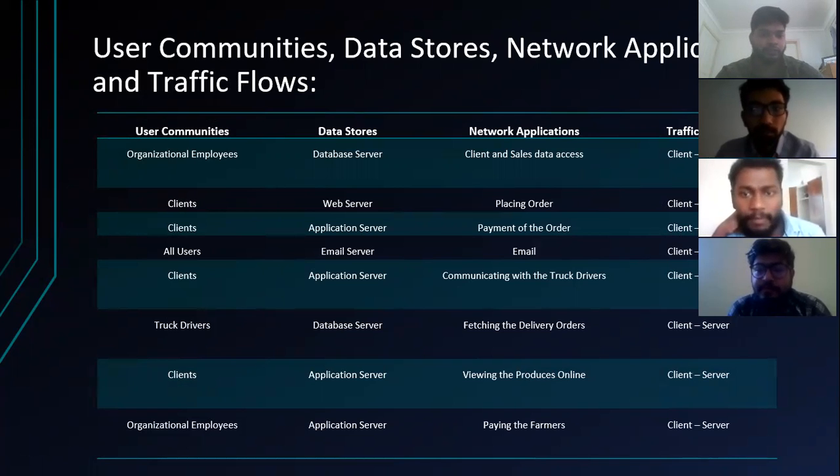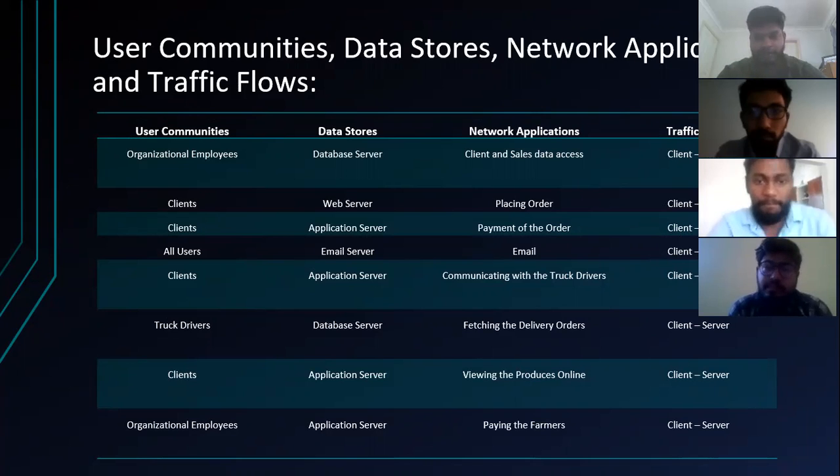So the two different servers are used for accessing and payment of the order, and all users have one single email server to send and receive emails back to the organization as well as client farmers or the delivery drivers. And a client uses the application server, communicating with the truck drivers, and truck drivers use the database server for fetching the delivery orders, because all the delivery orders are stored in the database. And clients use the application server to view the producers online, and organization employees use the application server for paying the farmers.